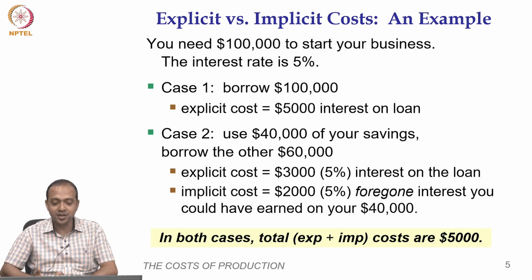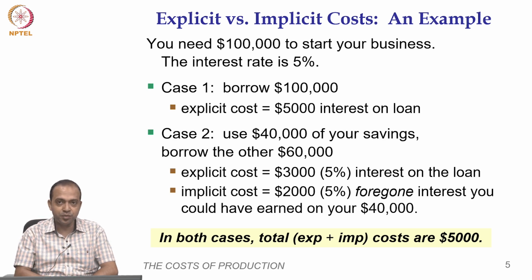So, it does not matter actually. That is why, while calculating total cost, we should not only take the explicit cost, but also consider the implicit one.